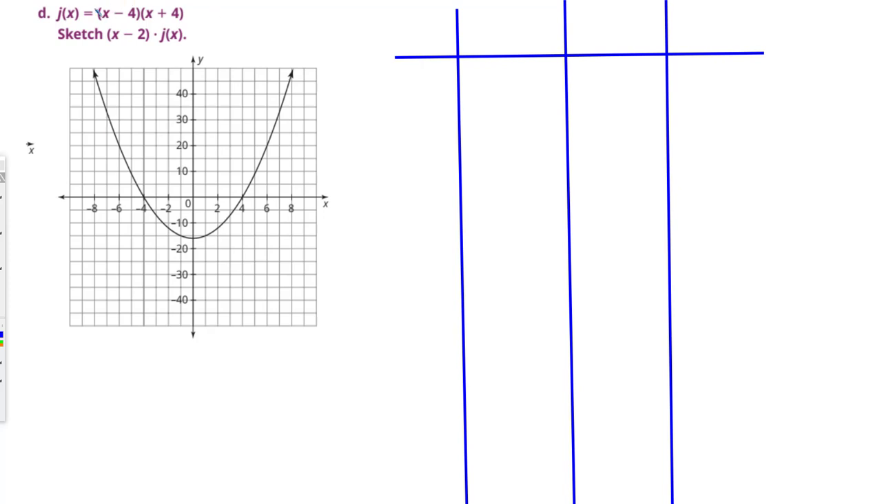Okay. So this one, we have x and the graph. Okay. Let's see if I can grow those graphs. Pause this.